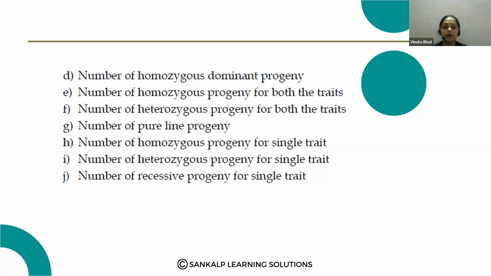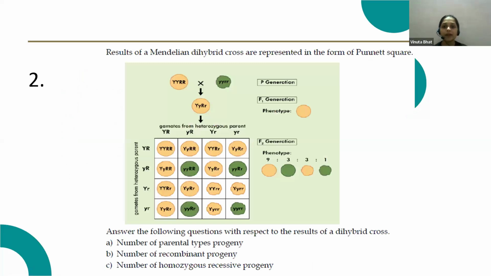Next question. Number of homozygous dominant progeny. It should be dominant, in a complete homozygous condition. Check. So this is the homozygous dominant. The remaining ones are all in a heterozygous condition. This one is homozygous recessive, this is the homozygous dominant. So only 1. I think 1 is the correct answer.